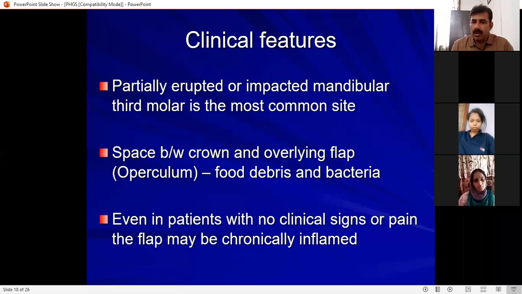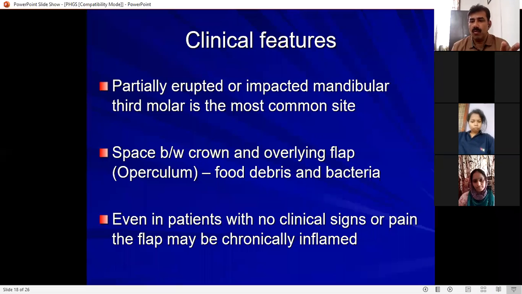So it is seen around the partially impacted third molar. What really happens here is, you may find a space between the gingiva that is covering this partially erupting tooth. Okay, so you have the gingiva, then you have the teeth. So there will be a small space between that gingiva and that erupting tooth, and that space is called the operculum. Okay, you should know that name. That space is called the operculum.